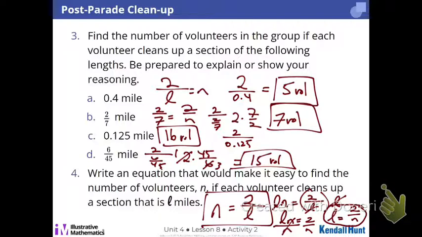But if I needed to find how many volunteers I needed over and over, I'd want this one. If I wanted to find the length that each volunteer would do over and over, I'd want this one. Same equivalency, but a different equation had a different purpose. Kind of cool, huh?